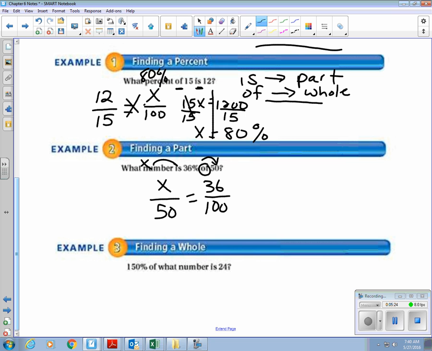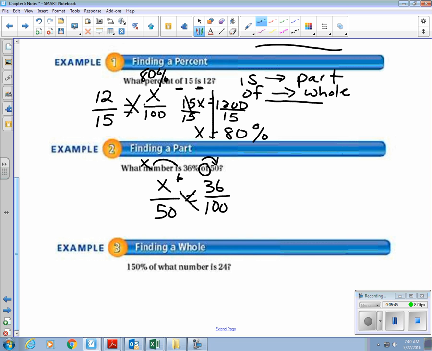Another thing I should mention, the "is" that's here, okay? It's also next to the 36%, but "is" is never connected to 36%. It's never related to that. "Is" is always related to the other side of the ratio, the part. So what number is connected with the "is"? What number represents the part?